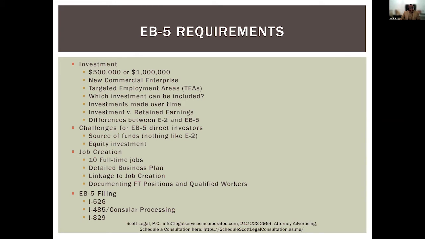So the next piece that we're going to talk about with respect to EB-5 is job creation. Jobs is very different from E2. With E2, there's no specific number of jobs that has to be created. But with EB-5, it is very objective and very specific. It's 10 full-time jobs. That's not part-time jobs, and it's 10 full-time jobs for US citizens or green card holders. So people with visas don't count. And they're very particular about checking that the people actually have the green card and things like that.